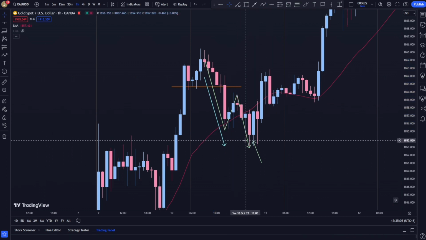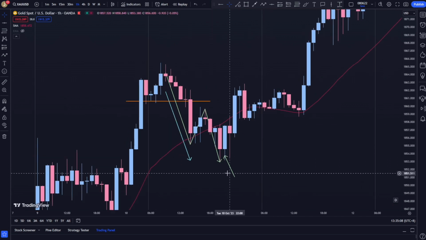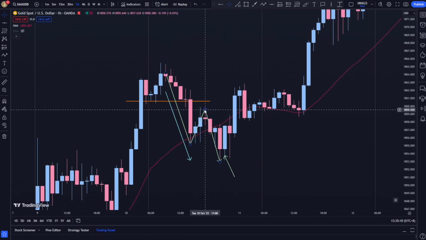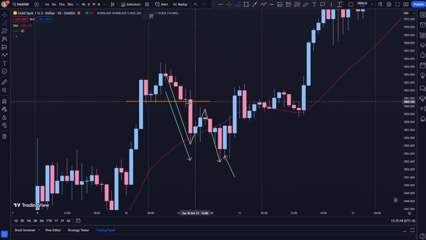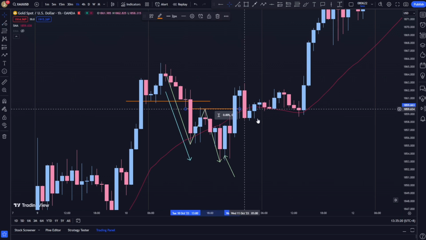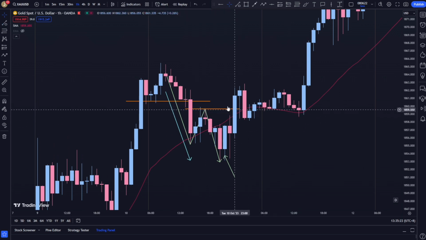So this is forming a lower high and a lower low. When this region breaks, what can you say about it? Consider this as a reversal structure. Here, reversal structure.